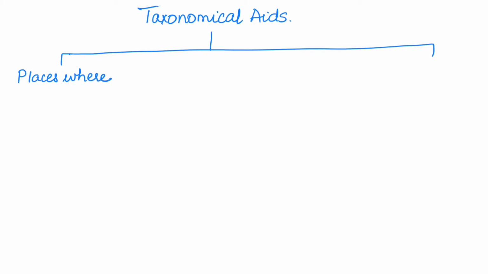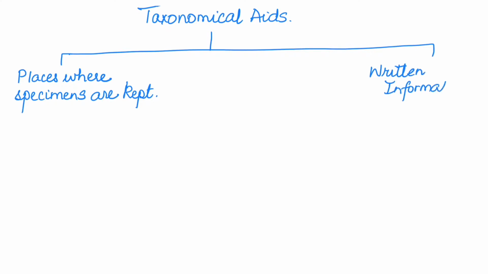or animal classification. Now, basically, we can broadly classify the taxonomical aids into two parts, that is, places where the specimens are kept and the written information or any kind of statements or information in booklets or things that can be read. So these are the two broad classifications that we can do for the taxonomical aids.